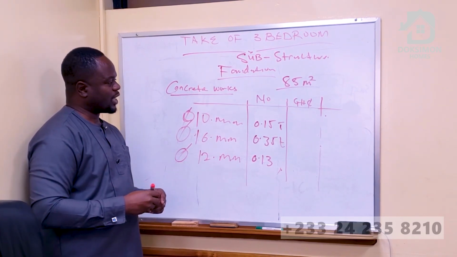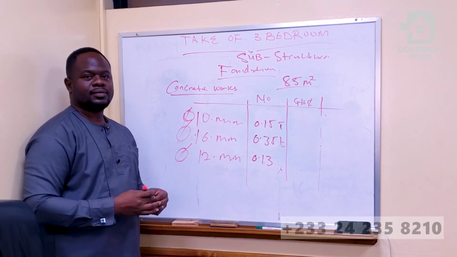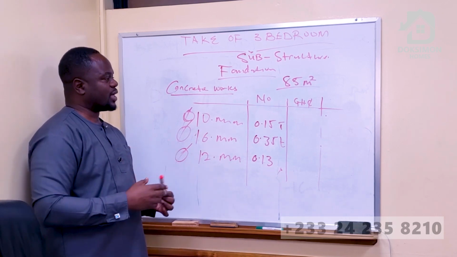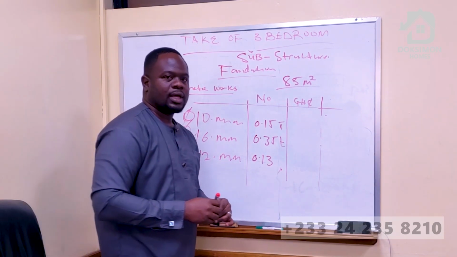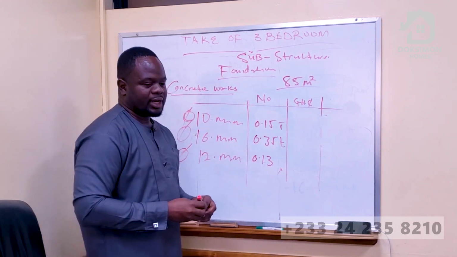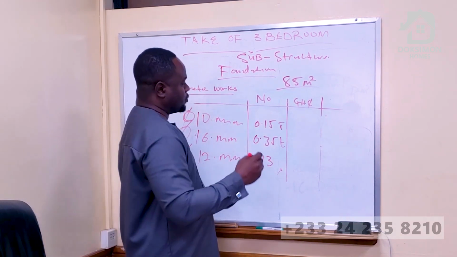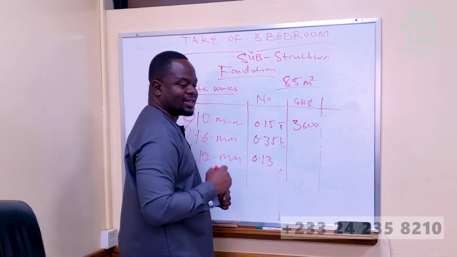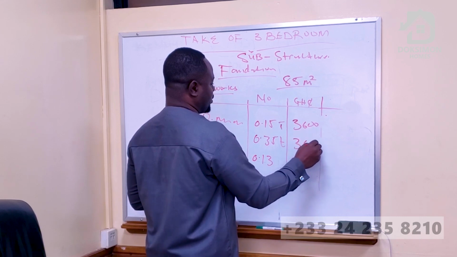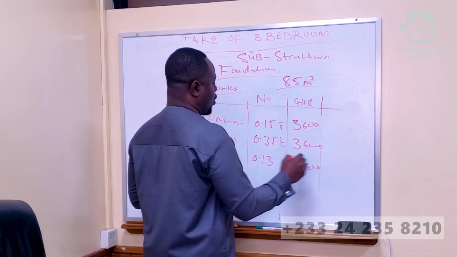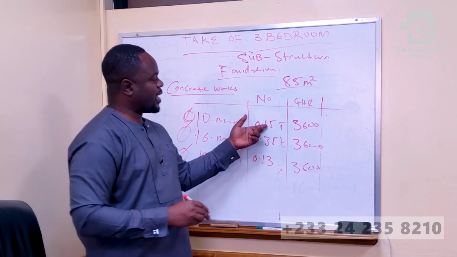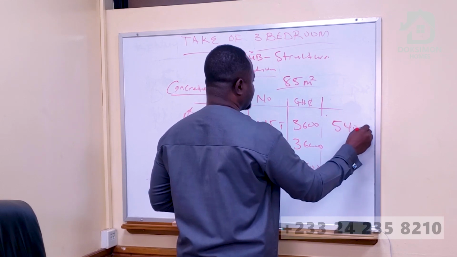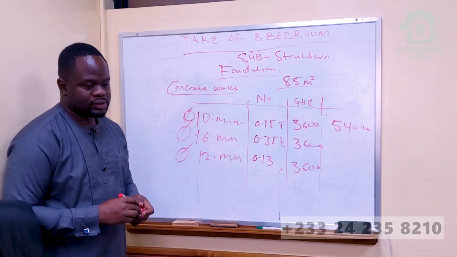Most people want to build up to certain limits because they may not have all the monies or all the funds at once. So we urge that at least you can start with something which will help you. And that's why we are giving you this breakdown. Now, per ton itself is 3,600. That's the standard, 3,600 for all. When you multiply this by this, it gives you an amount of 540 Ghana cedis.